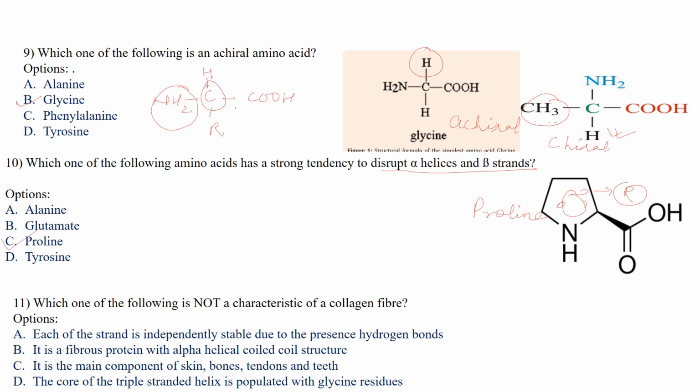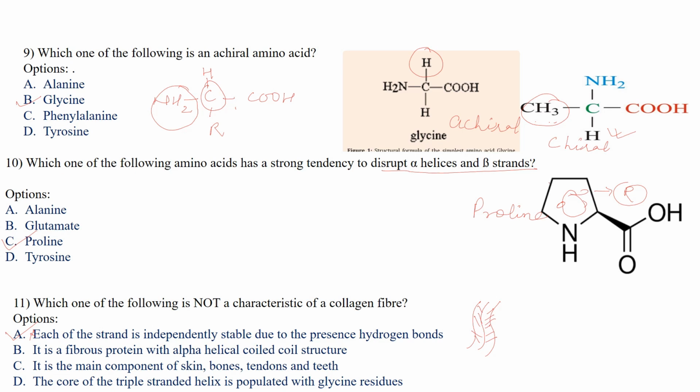The next question is, which one of the following is not a characteristic of a collagen fiber? Let's read the options. The first option is, each of the strands is independently stable due to the presence of hydrogen bonds. This one is the only wrong one, because the collagen fiber consists of a triple helix, in which these 3 strands are stabilized by different intermolecular and intramolecular bonds. Therefore our option A is the incorrect one, that is, according to the question, it is the correct answer for what is not a characteristic of the collagen fiber.